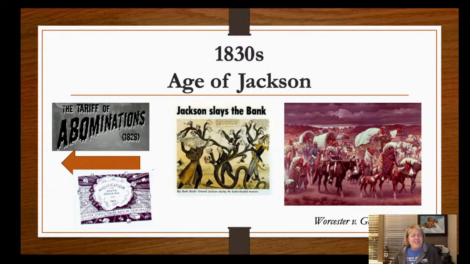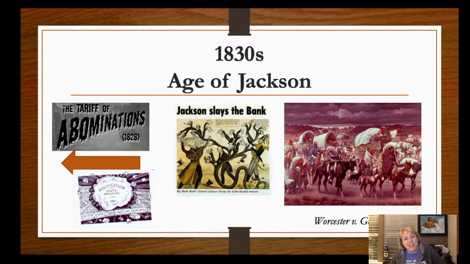Well, this is going to lead to the Trail of Tears. Now, the Trail of Tears does not occur during Jackson's presidency. It occurs during Martin Van Buren's, the guy who comes after him. But it's Jackson's actions, the actions of the Congress under Jackson, that are going to lead to the Trail of Tears. There's a lot more with Jackson you might want to be familiar with.